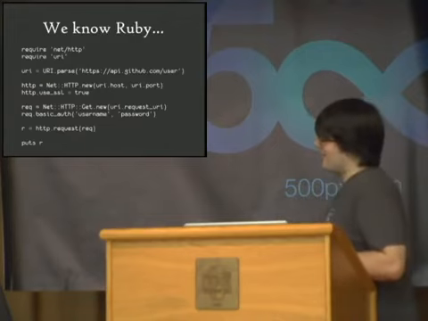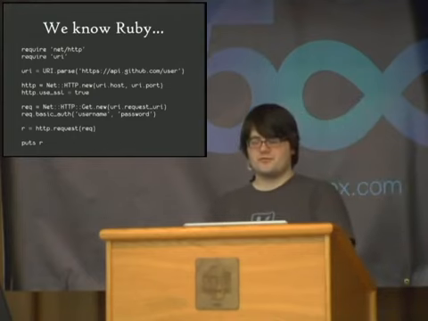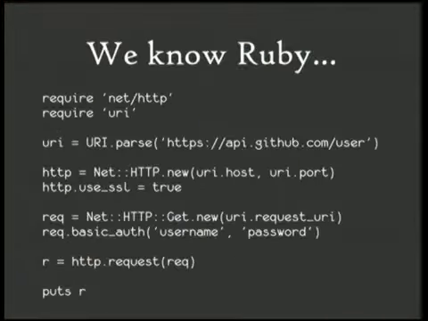So let's say we know Ruby and we're going to take a small piece of code that we wrote in Ruby, and we're going to port it to Python, because the best way to learn a language is to take a small piece of code that you know, or a library, and then try to port it over to the new language. What we're going to do here is just send a simple HTTP request to the GitHub API and get the response. And then we're going to do the same thing in Python and see how it goes.